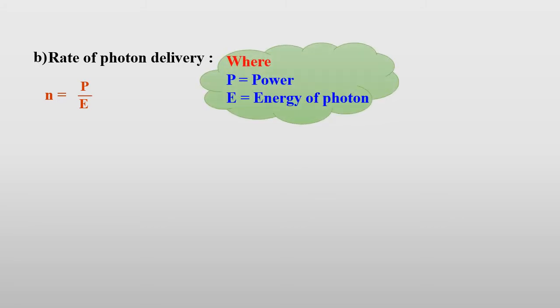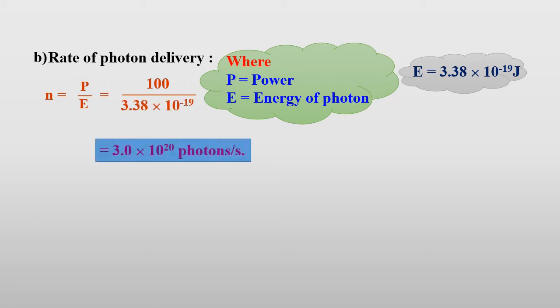Second, the rate of photon delivery. N is equal to P by E, where P is the power and E is the energy of each photon. So 100 watt divided by the energy of each photon, 3.38 into 10 to the power of minus 19 joule. The answer becomes 3.0 into 10 to the power of 20 photons per second.